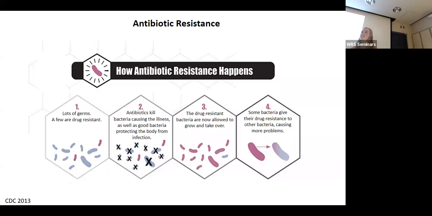Now, how does antibiotic resistance happen? This is a really simplistic view of it, but I'm not going super in depth into how it occurs, so this general understanding is good enough. We have our microbes over on the left-hand side. We have some that are drug resistant and some that are not. Then we introduce the antibiotics. The patient takes the antibiotics. They kill the non-antibiotic resistant bacteria, as well as all the good bacteria that are present in the body. But the antibiotic resistant bacteria are left, and so they're allowed to grow and take over and multiply, and we end up with a lot more antibiotic resistant bacteria.